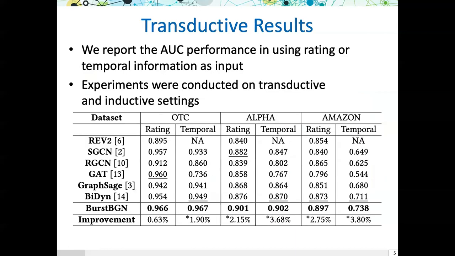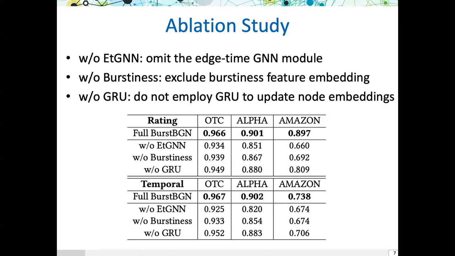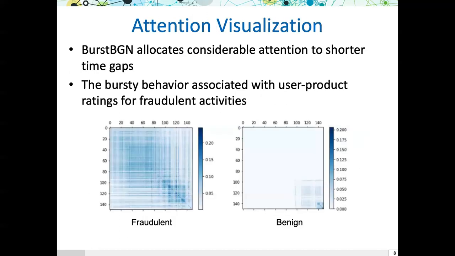To evaluate our proposed model compared to other baseline methods, we evaluate on three different data sets and use the AUC as the performance metric. In the experiment results, we show that our proposed model is better than the other methods in both transductive and inductive settings. Also, we conduct an ablation study to verify the effectiveness of our model. Also, we visualize the attention scores from our self-attention layer, which shows that the fraudulent users pay considerably more attention to shorter time gaps compared to the normal users.